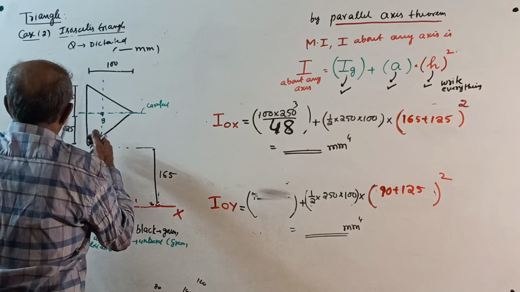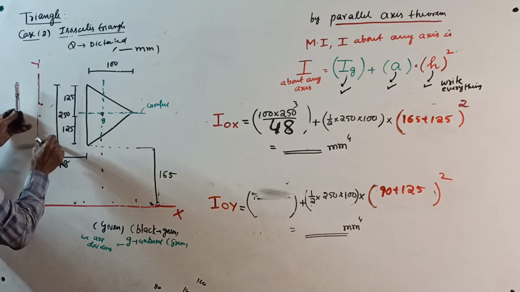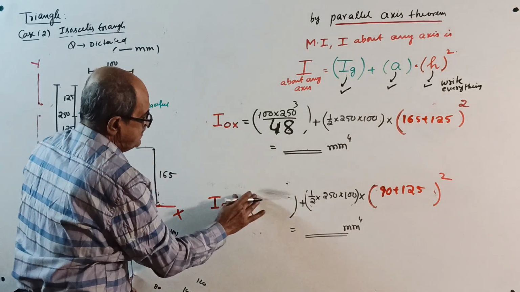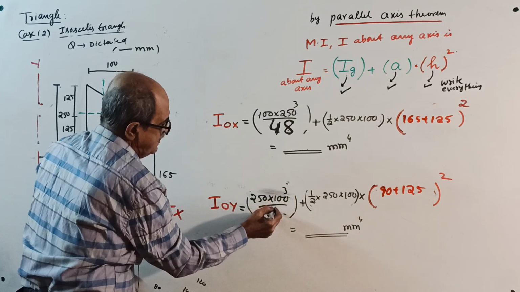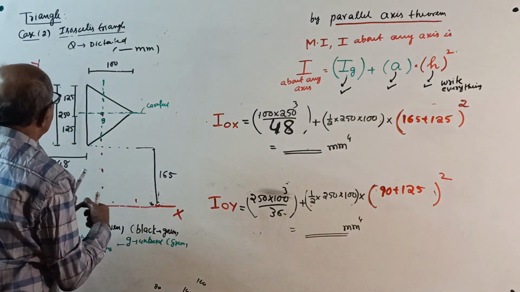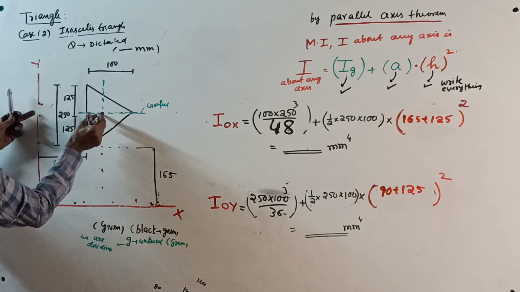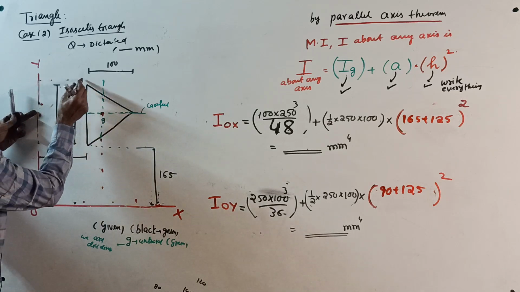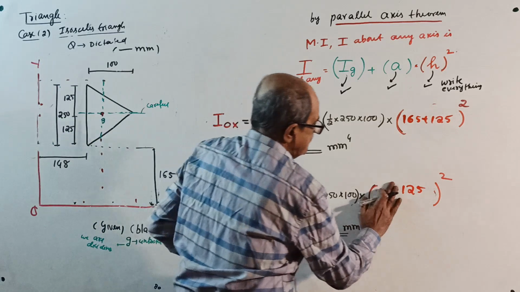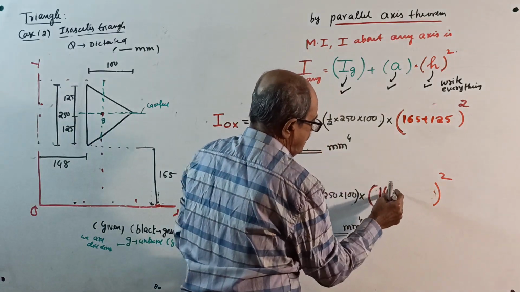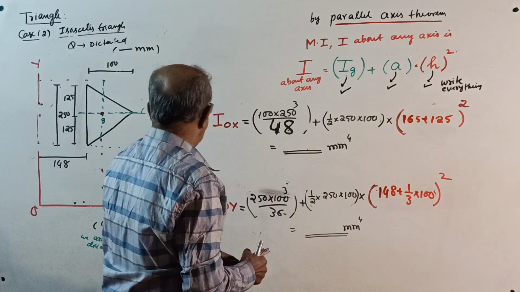Okay. I about OY axis. First about its own axis. Oh, now this is the base. 250 into 100 cube by 36. Plus area into, see, into from the centroid of the component to the axis, this distance square. That is 148 plus 1 by 3 of 100, whole square. You get I about YY.